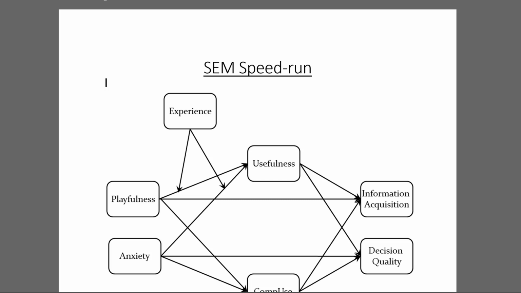Hello everybody, I'm going to attempt, a foolhardy attempt, at what I would call an SEM speed run. A speed run is when you run through something as fast as possible and don't stop along the way. I'm going to try the same thing. I'm not going to explain everything I'm doing, I'm just going to sort of zip through a set of analyses.